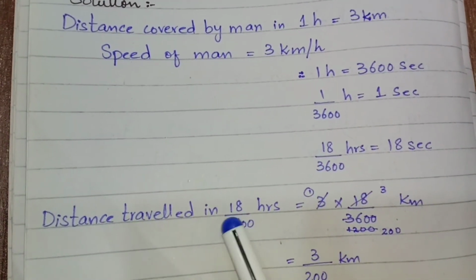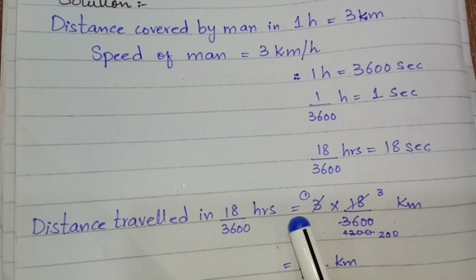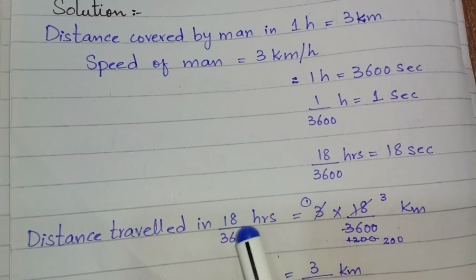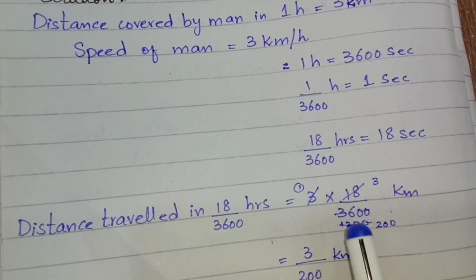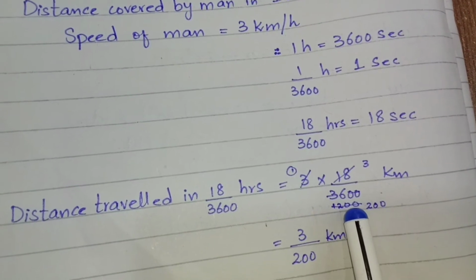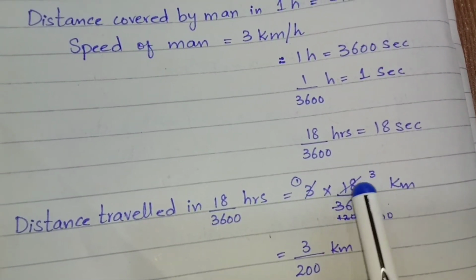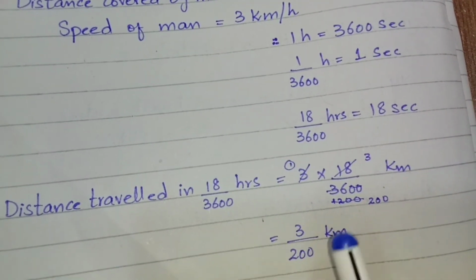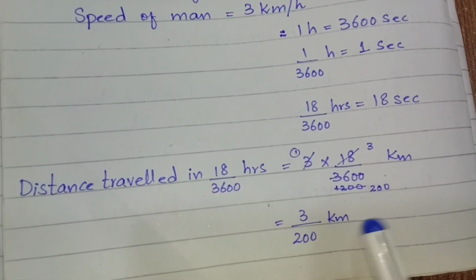So distance traveled in 18 over 3600 hours will be, we have to multiply 3 with this. So 3 multiplied by 18 over 3600, and after the cancellation 3 1s are 3, 3 1s are 3, 3 2s are 6, 00 as it is. Then on the table of 6, 6 3s are 18 and 6 2s are 12, 00 kilometers. So 3 over 200 kilometers.